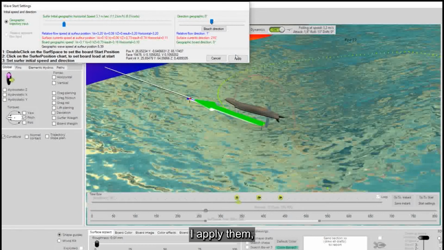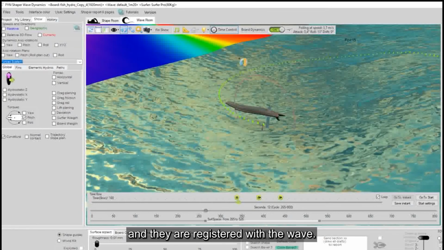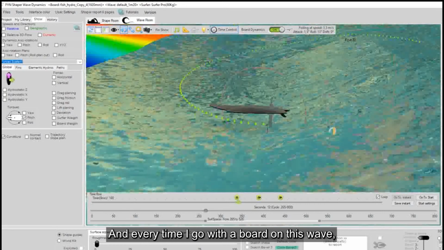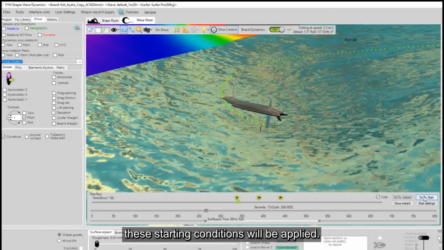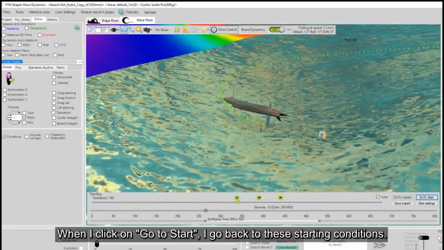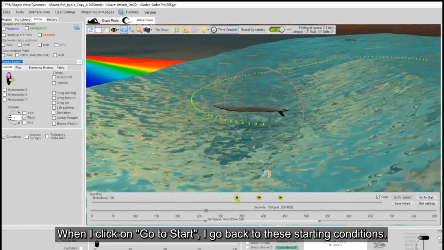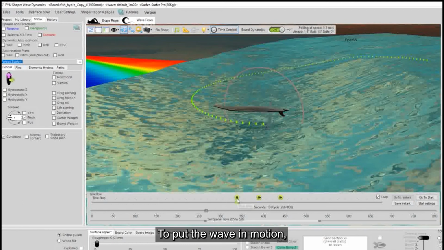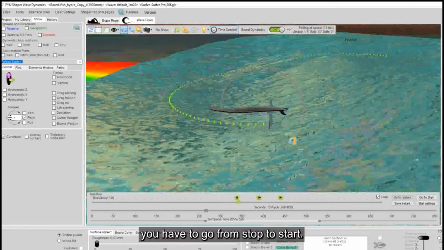I apply them, and they are registered with the wave. Every time I go with a board on this wave, these starting conditions will be applied. When I click on Go to Start, I go back to these starting conditions. To put the wave in motion, you have to go from stop to start.